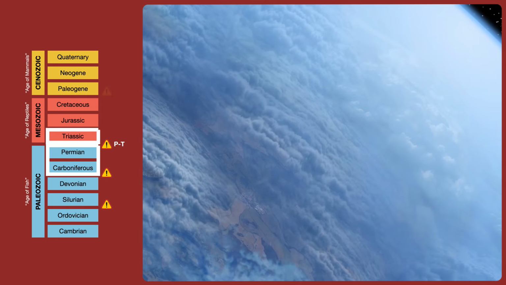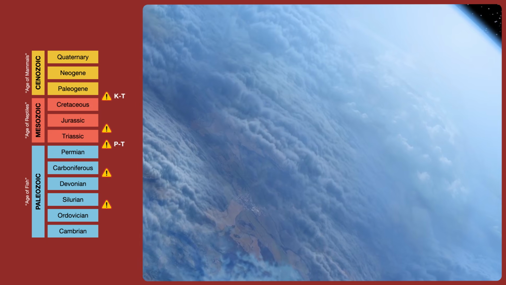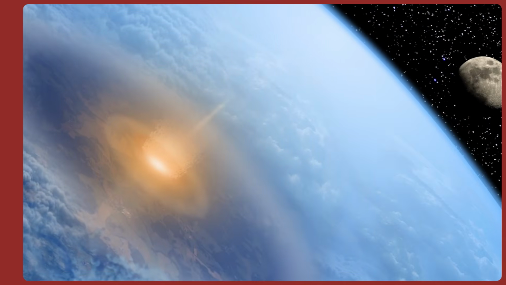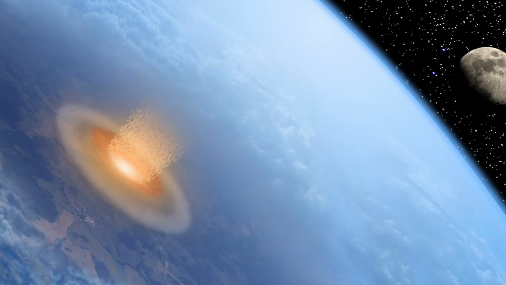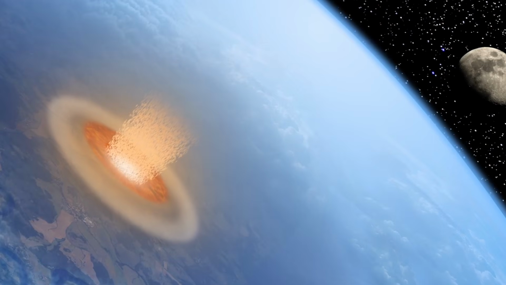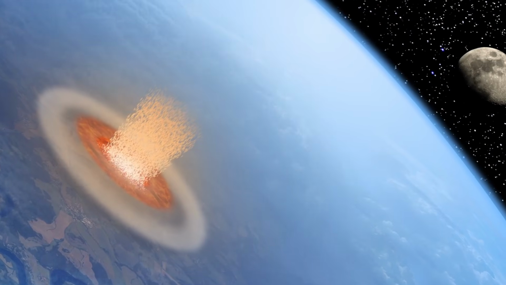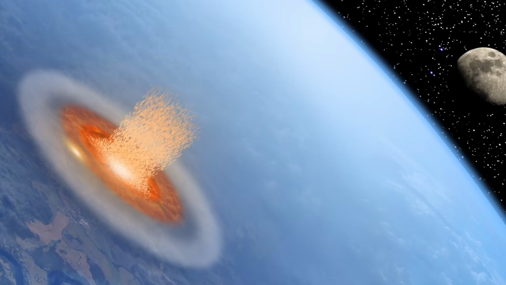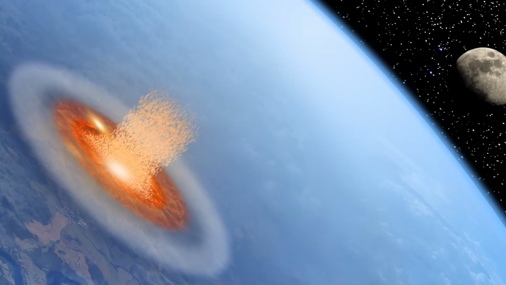And then, of course, came the KT extinction, in which a massive asteroid hit the Earth, wiping out all of the non-avian dinosaurs. The explosion would have been equal to about 1 billion Hiroshimas, but it wasn't just the actual impact that caused the extinctions. It was the aftermath, too. Initially, there would have been radiation, firestorms, and tsunamis.